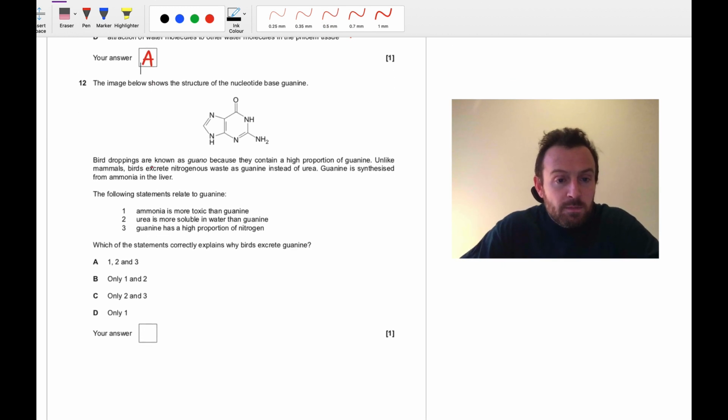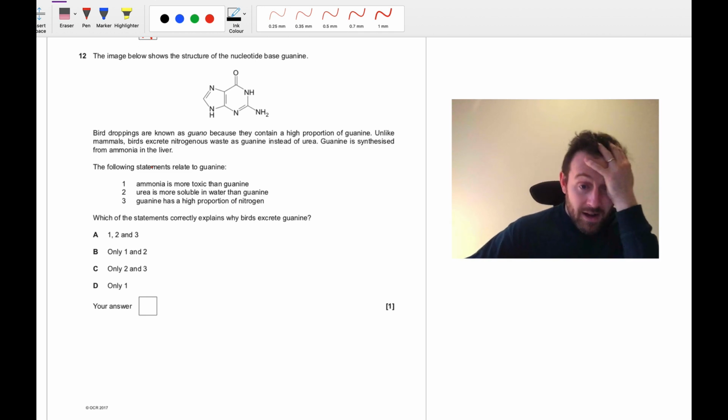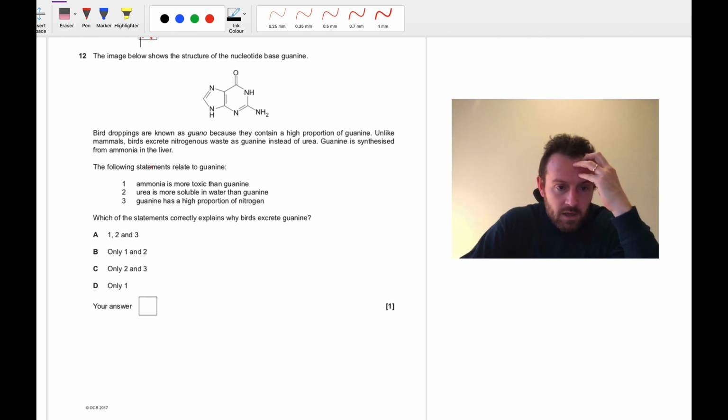12. The image below shows the structure of nucleotide-based guanine. Birds excrete it as guano. Didn't know that. Because they contain a high proportion of guanine. Unlike mammals, birds excrete nitrogenous waste as guanine instead of urea. Okay, the following statements refer to guanine. Ammonia is more toxic than guanine. Urea is more soluble in water than guanine. Guanine has a high proportion of nitrogen, which correctly explains why birds excrete guanine. I would say 1 and 3. No, that's not an option.